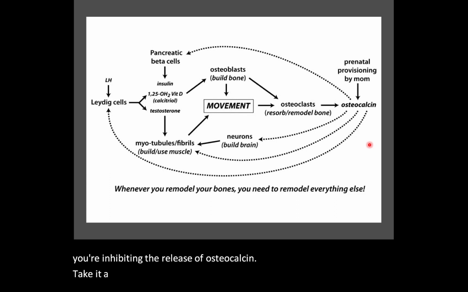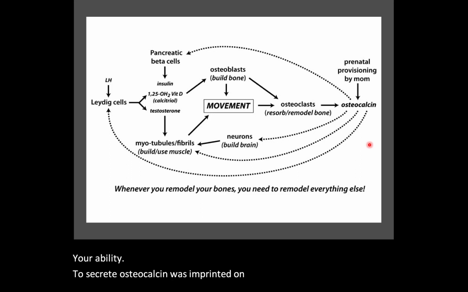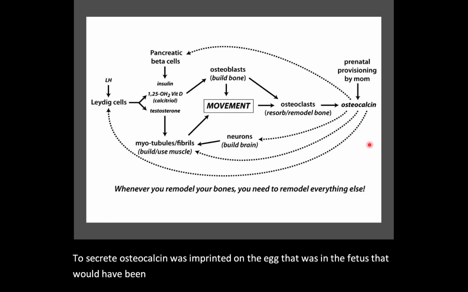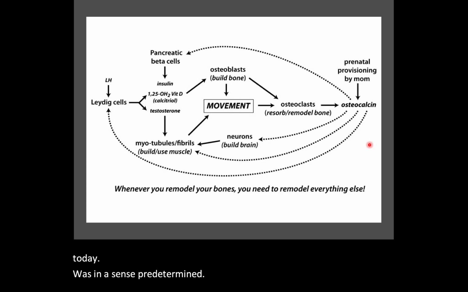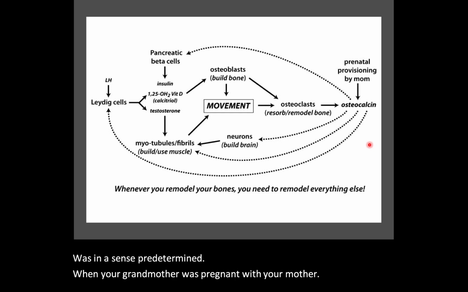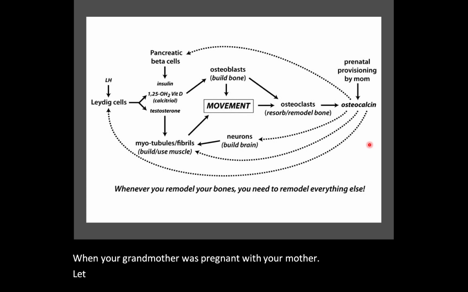Take it a step further. Your ability to produce osteocalcin was partially determined during your grandmother's pregnancy with your mother. Three generations ago, your ability to secrete osteocalcin was imprinted on the egg that was in the fetus that would have been your mother, carried by your grandmother. Your health today was, in a sense, predetermined when your grandmother was pregnant with your mother. Let that sink in.